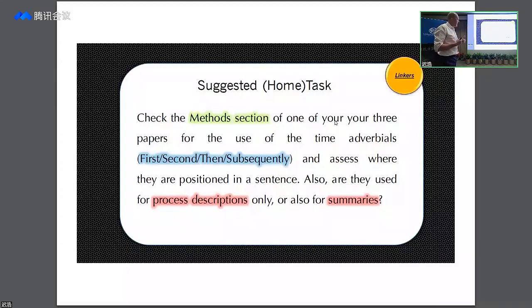Then there's a time adverbial that actually appears in mid-verb position. It appears in front of the verb. It's different to first and then. Subsequently can be at the beginning of a sentence. So this is something you can pay attention to when you have a look at published papers.